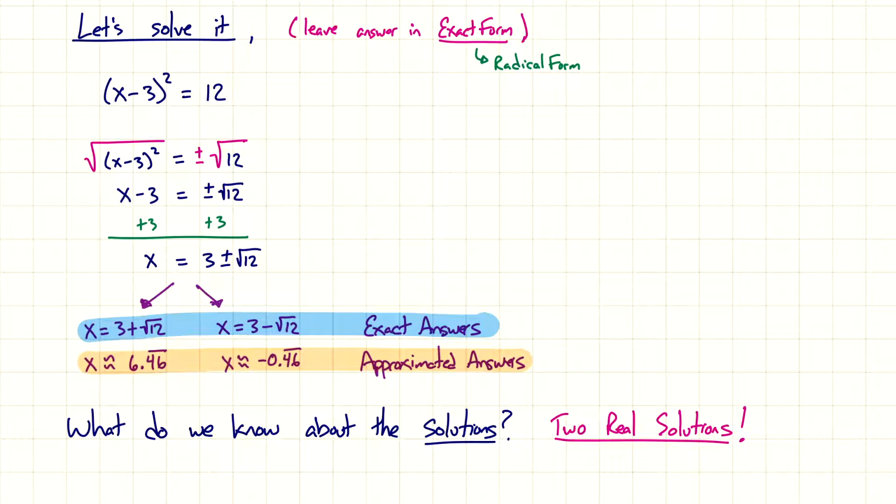All right, so this is kind of what you need to be able to do. If I give you an equation, can you solve it? Can you tell me what the exact answer is? Can you tell me what the approximated answer is? And can you tell me what kind of solutions we have? Is there 1 solution, 2 solutions, no solutions? That's what we're looking to do.